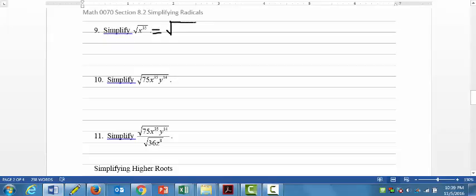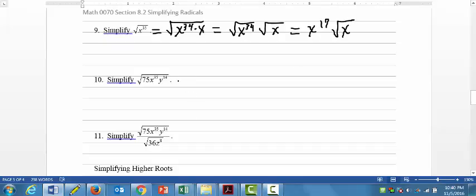All right, so here I have the square root of x to the 35th. I'm going to write that as x to the 34th times x. So I'm rewriting the radical as square root of x to the 34th times square root of x. When I apply the square root to x to the 34th, I'm dividing the index of 2 into 34 to get that the square root of x to the 34th is x to the 17th. And then that's multiplied times the square root of x.